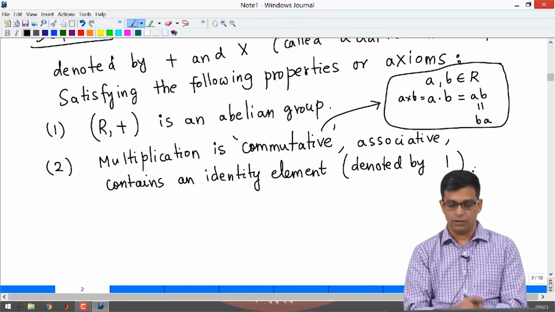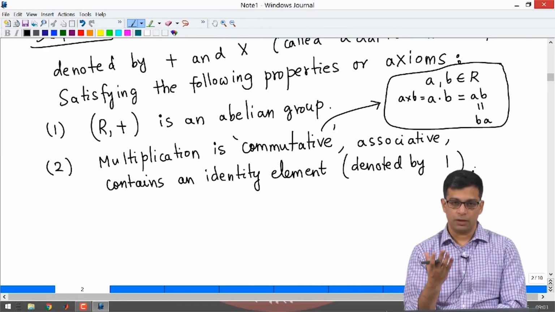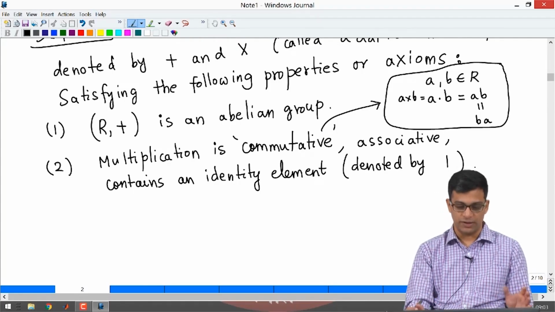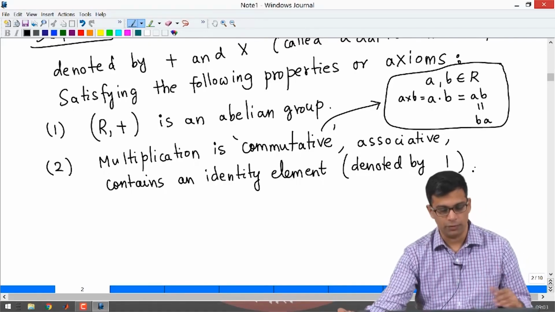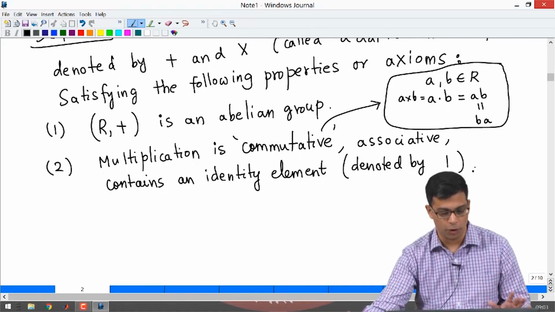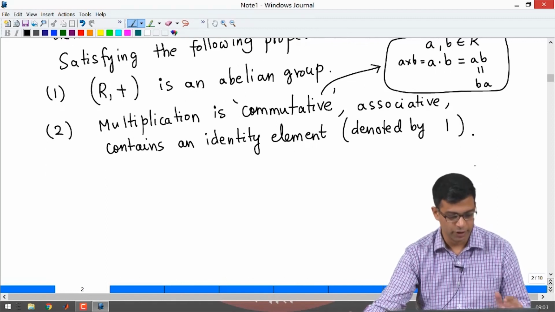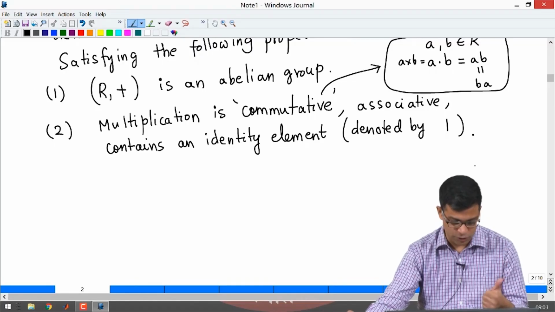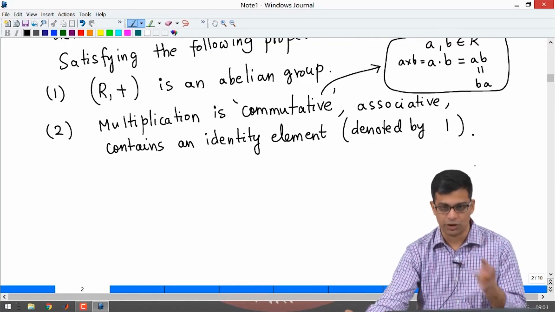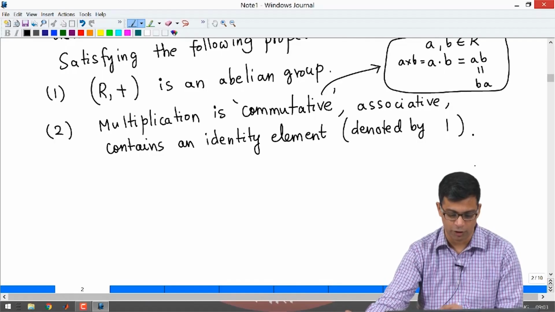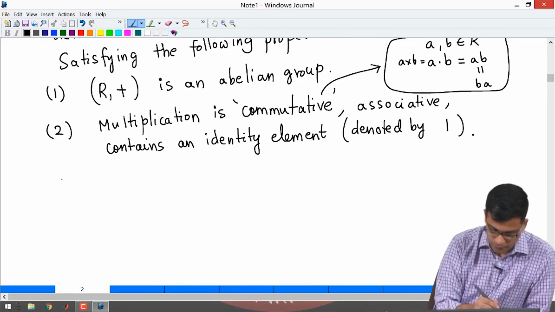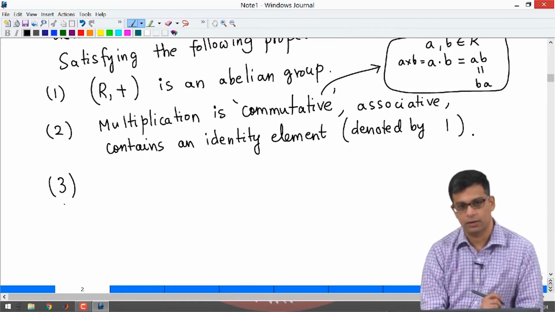You remember that I have not written one of the properties for a group, namely I did not insist on the existence of an inverse. So, I do not need an inverse. Multiplication is not a group operation on the set R, but it has all the other properties. It is a binary operation, so it is closed by definition, it is associative, it contains an identity element, and it has a property that groups in general need not have, namely that it is commutative. But I am not asking for inverses.